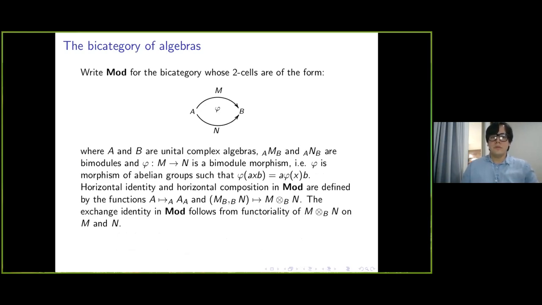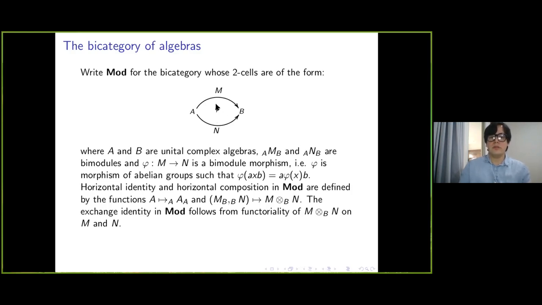We'll first define a bicategory of algebras, which we write as Mod. So write Mod for the bicategory whose two-cells are of this form here. Again, you think of this as a globular square: instead of having a globular diagram, you have a square where the vertical arrows are identities. So the two-cells of this bicategory Mod are like this.